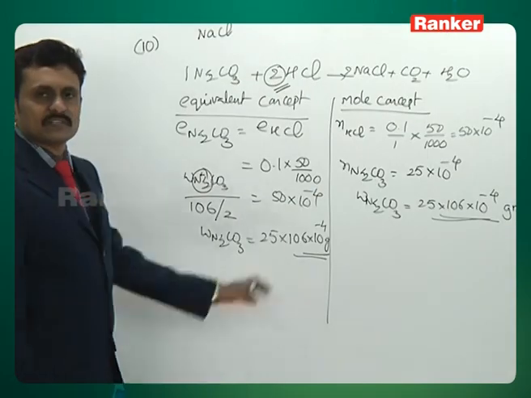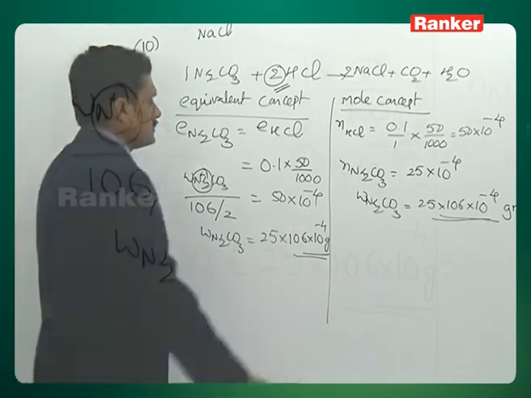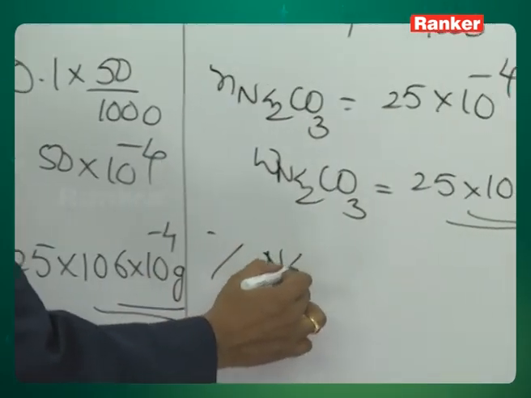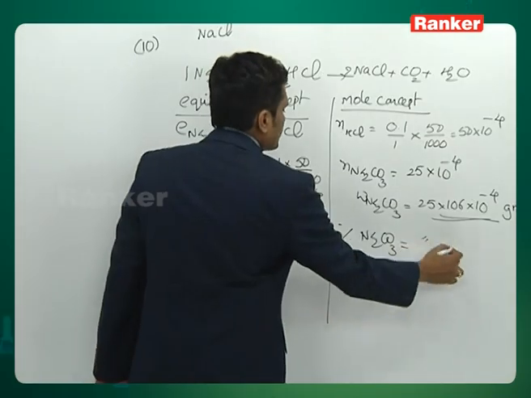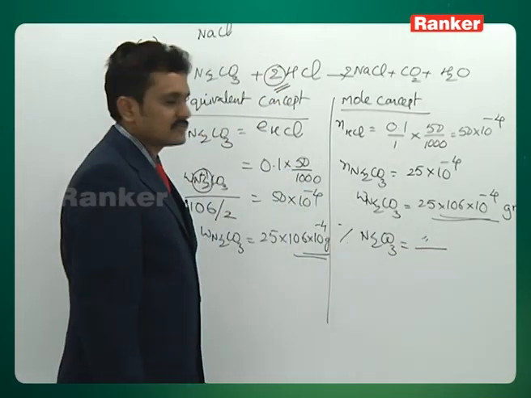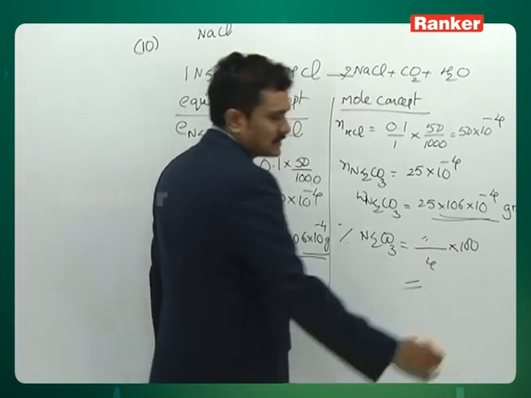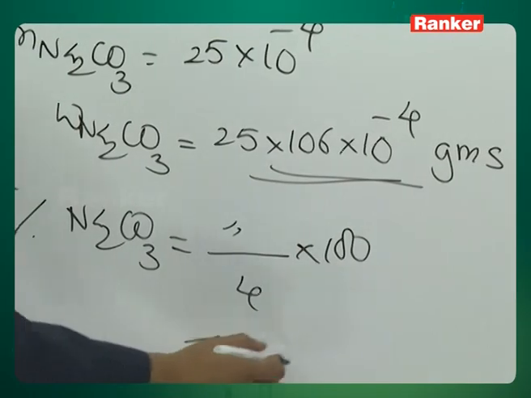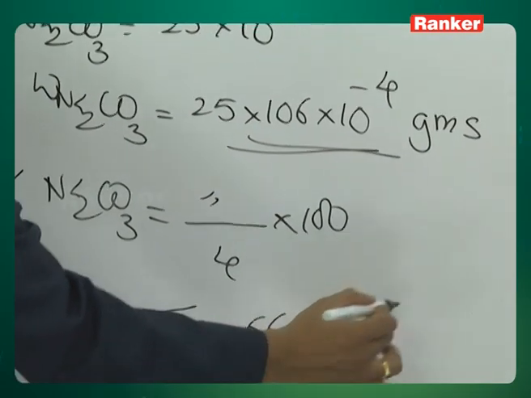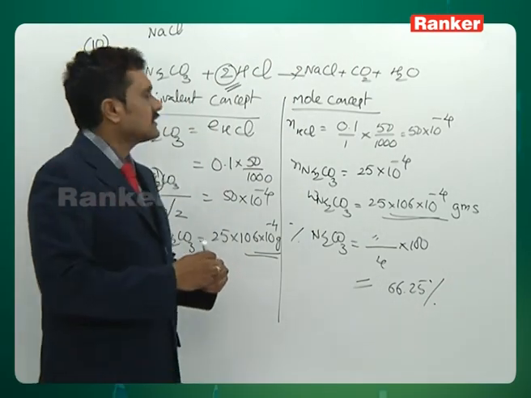Now whether you proceed by mole concept or equivalent concept, the answer is going to be the same, which is nothing but the weight of Na2CO3 divided by the initial weight of the mixture, 4 gram, into 100, which is turning out to be 66.25%. Then 100 minus this will fetch you the value of NaCl.